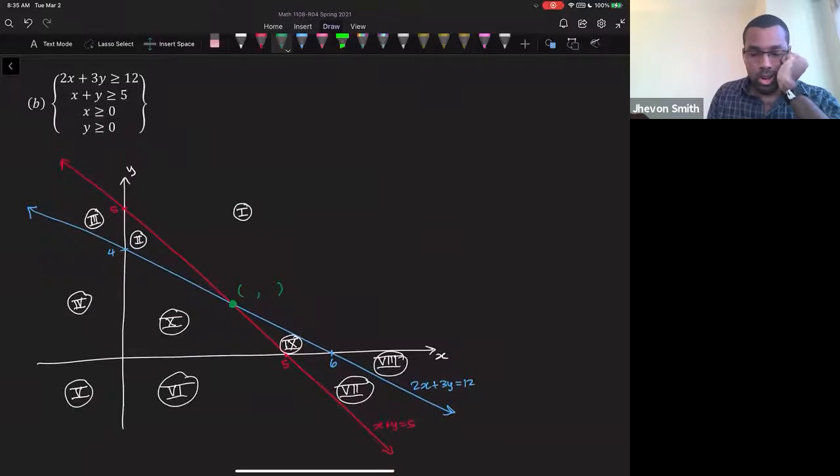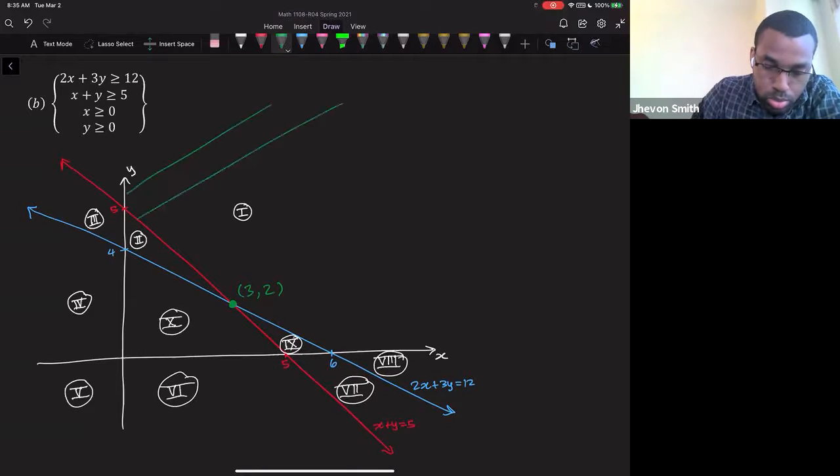This one, greater than both. What would that look like? This is again region 1. Okay, so we want to be above both lines. So it's literally all of that.